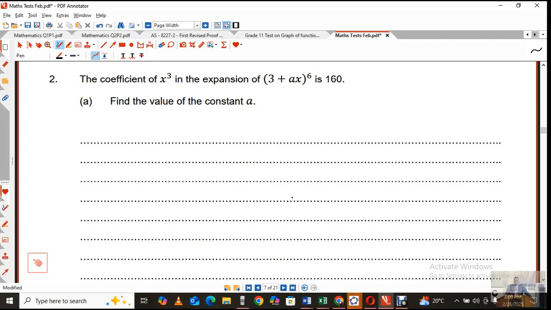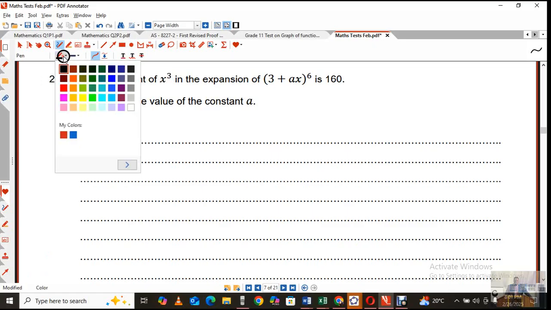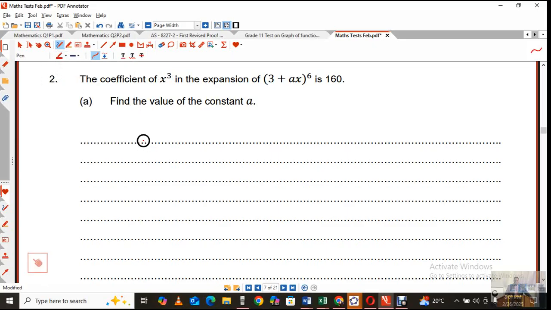So what is it that you are being told? Yes, you are being told that the coefficient of that is 160. We don't know which term contains x cubed. Since we don't know that, I'm going to use my general formula. I'm going to say 6 choose r, because we don't know what r is, and that is going to be, remember, this is 3, so 3 is going to be 6 minus r, and then ax is going to be to the r power.